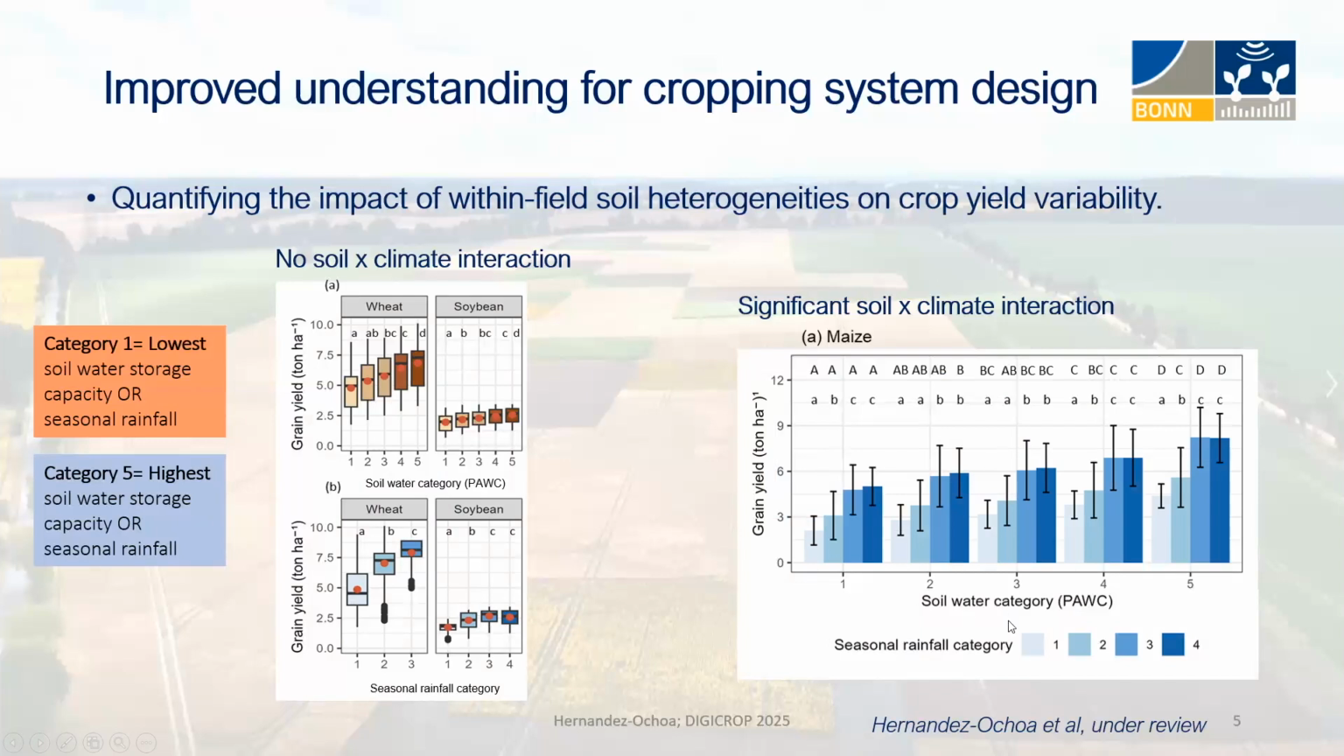Then we found a significant interaction of soil and climate for the maize. We can see that for the soil water category 1 and 5, there's a significant increase of the grain yield from the seasonal rainfall category 1 to 2. And then when the seasonal rainfall was the highest, the grain yield tends to be the same for these 2 seasonal rainfall categories across all of the soil types. Another thing that we can see is that the grain yield tends to be quite similar in the intermediate categories when the seasonal rainfall is the highest.